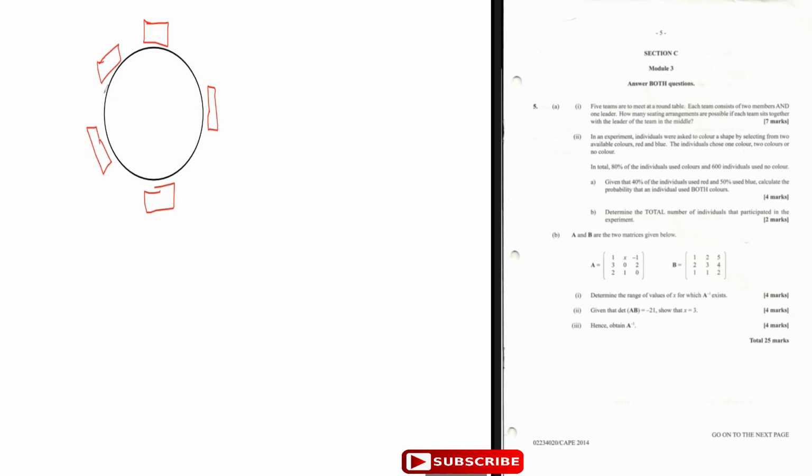Now, generally, to find the number of arrangements around a round table, it's going to be equal to n minus 1 factorial. That's the formula for the number of arrangements around the round table. All right, you have to remember that is the number of arrangements.